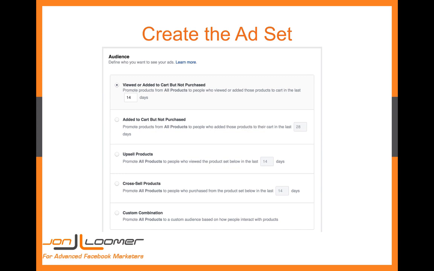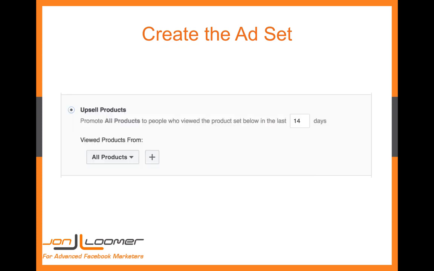So we can choose from anyone who's viewed or added to cart but did not purchase a product from that product set during the past 14 days. People who added to cart but not purchased only during a certain number of days. You can upsell certain products, so promote products to people who viewed a certain product set in the last certain number of days. Cross-sell, so people who already purchased something. And then a custom combination, where you can get crazy with different logic.